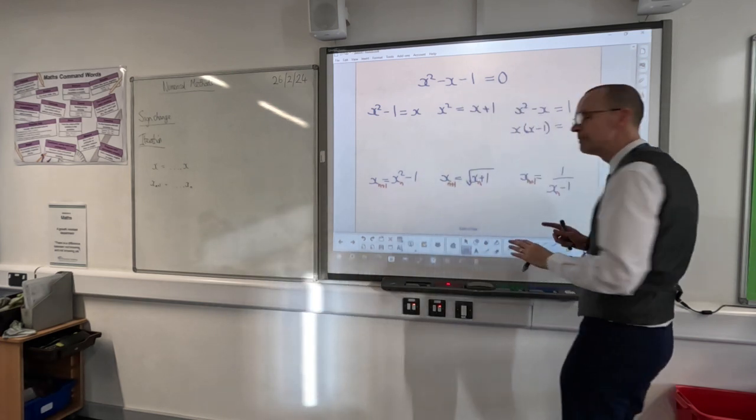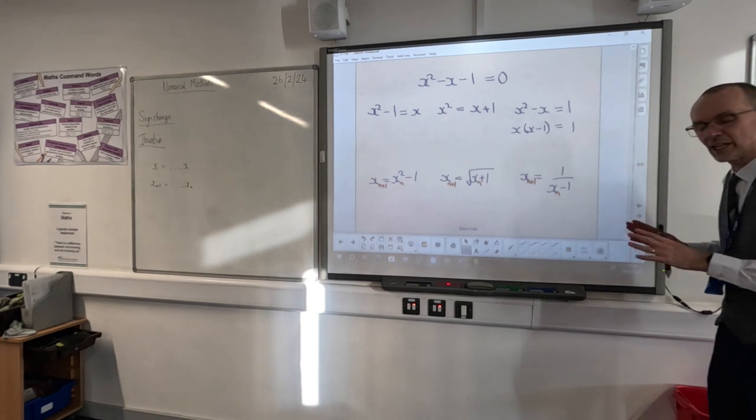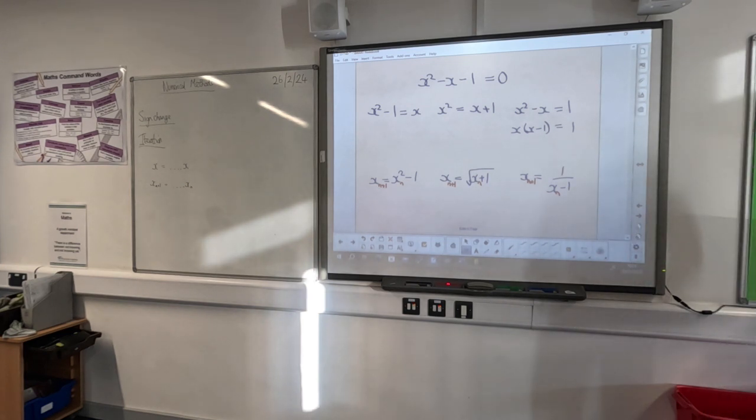Now that notation tends to scare people off, but there's no need for it to be scary. We're just saying the next value of x is something to do with the current value of x. And in each case we need to start with a particular value, don't we?